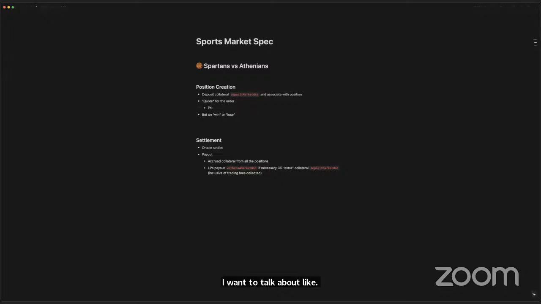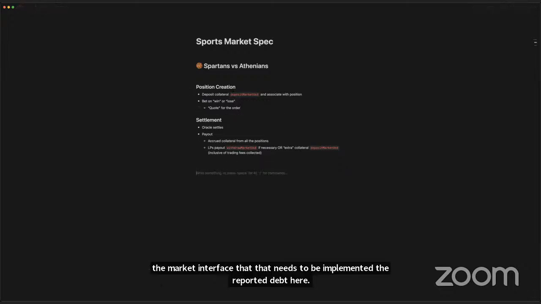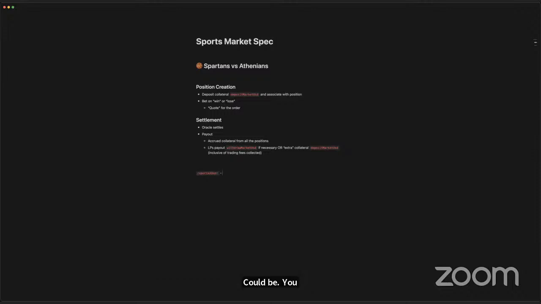So the reported debt here, going back to the market interface that needs to be implemented, you could do something very sophisticated where the reported debt increases the higher the likelihood during the game that one of the teams is winning. Or initially it can just be zero, since no debt is incurred until settlement time. Or if you're depositing all your collateral into the system, this reported debt would be all of that collateral that is owed back to the traders.